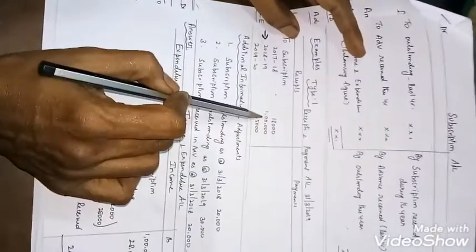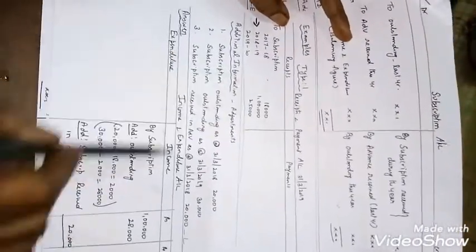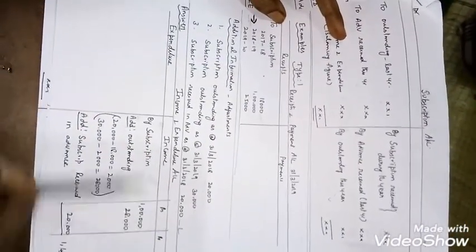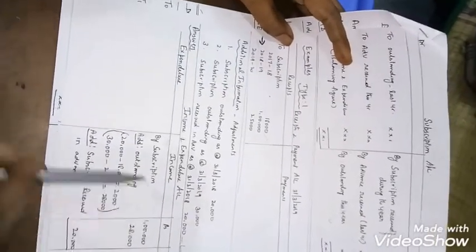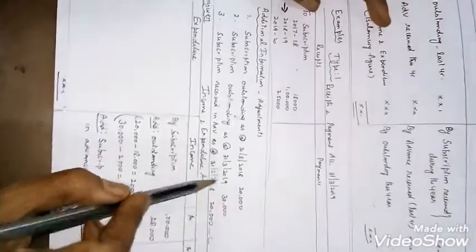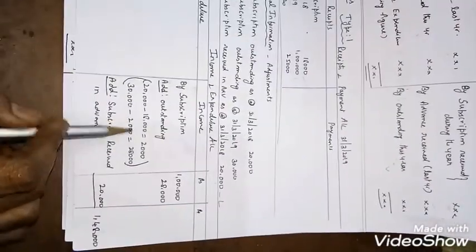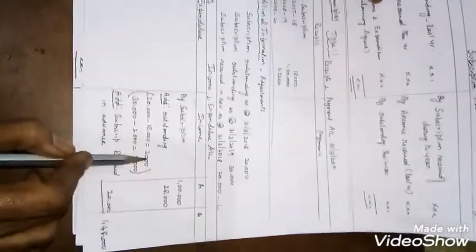First you have to write the 2018-19 subscription of 1 lakh, you have to take it as a base. By subscription 1 lakh. Add outstanding 28,000. How are you deriving it? Actually, this year outstanding is 30,000. From that you have to subtract 2,000. The 2,000, how did you get this answer?